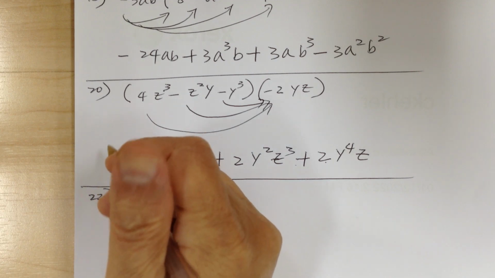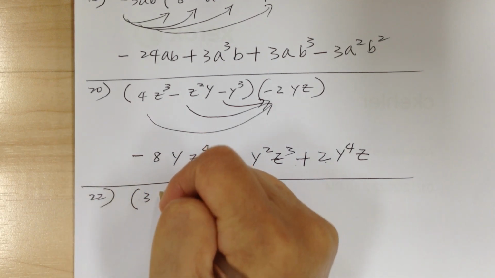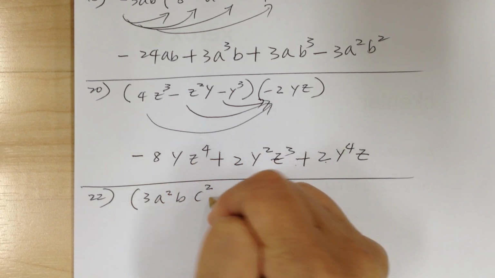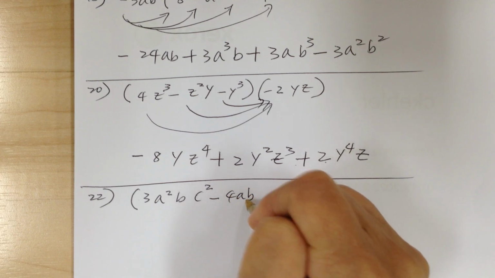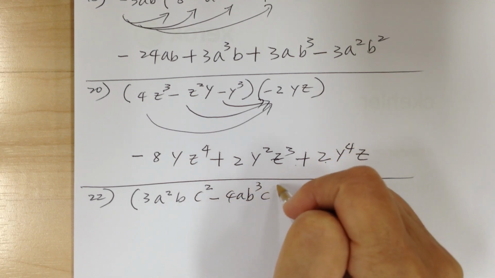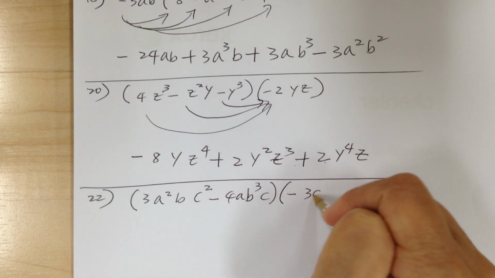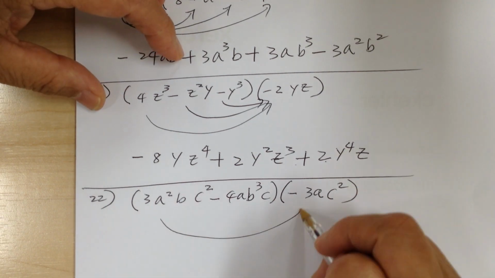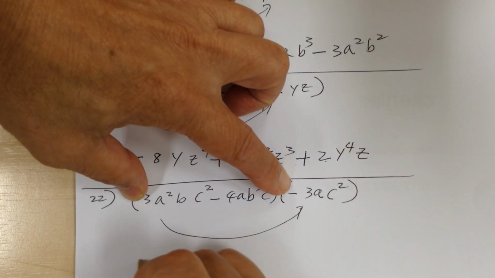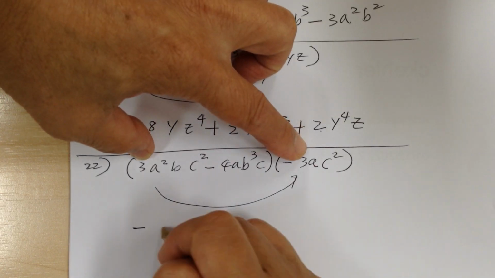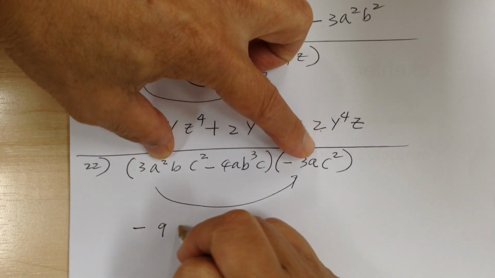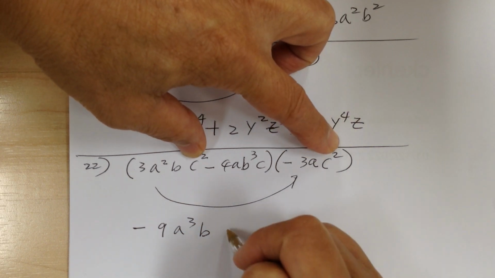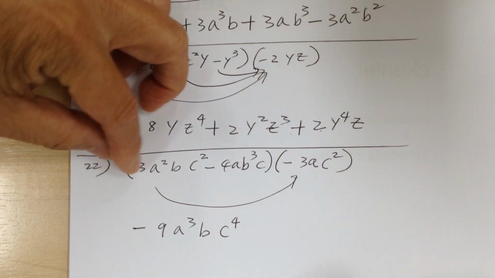Okay, 22. Here you have 3a squared b c squared minus 4ab 3c times negative 3a c squared. Okay, so again, that's going to distribute, so multiply. Positive times negative is negative. The number 3 times 3 is 9. a squared times a is a cubed. b, there's no b over here, so it will be just b. c squared times c squared is c to the 4. Okay, again, just sign, number, alphabet.